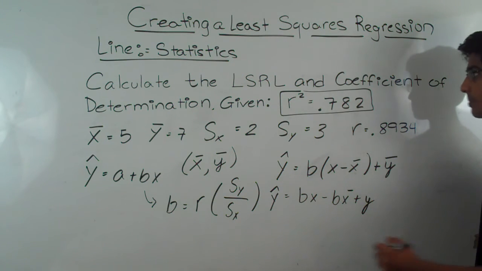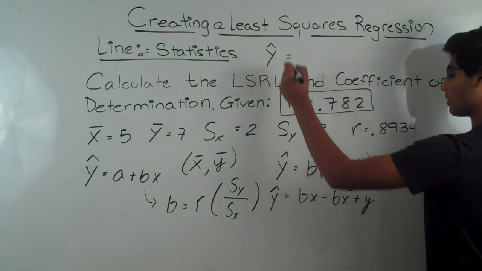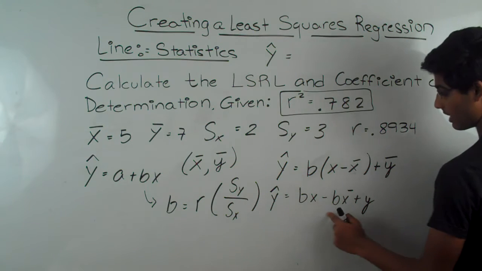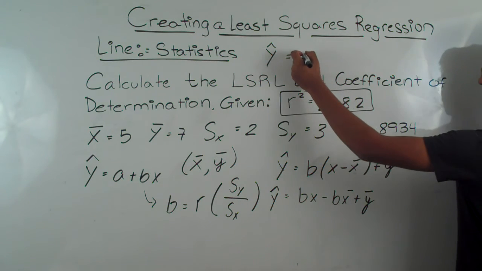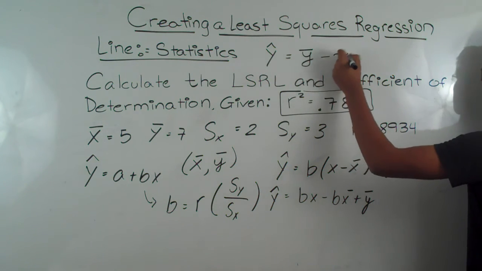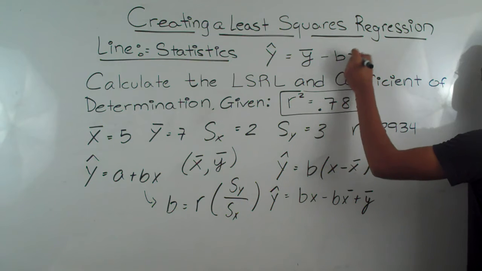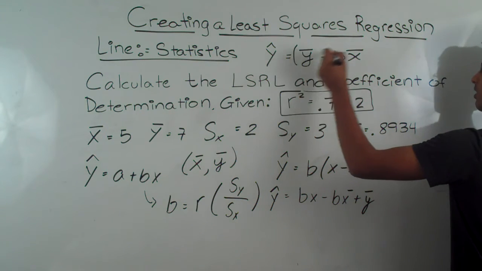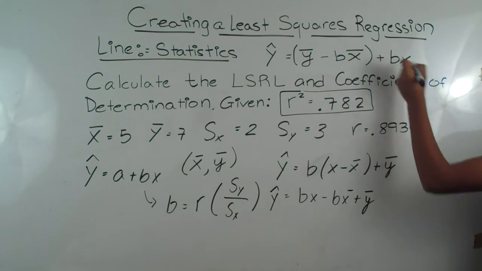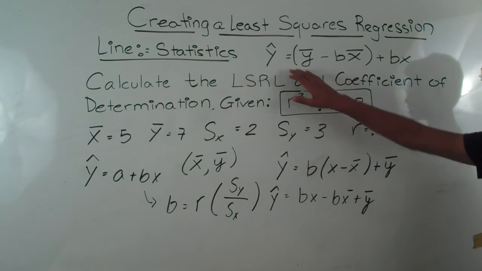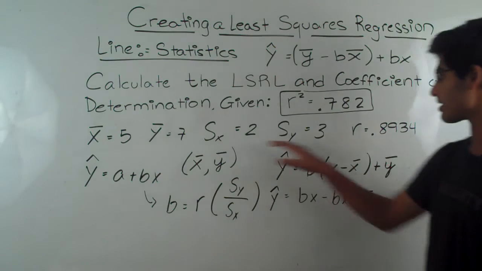I need to erase something, I'm running out of space, I'm going to write it up here. We get that y hat is equal to negative b x bar plus y bar, which we can rearrange as y bar minus b times x bar plus bx. So this is just the rearranged formula for calculating the least squares regression line given these.